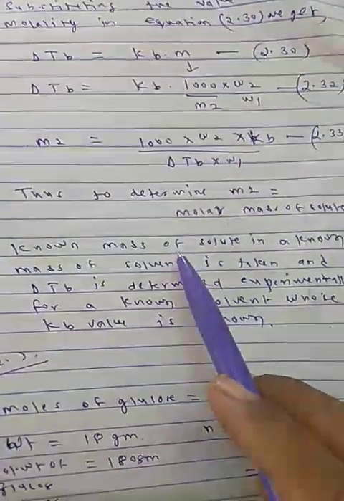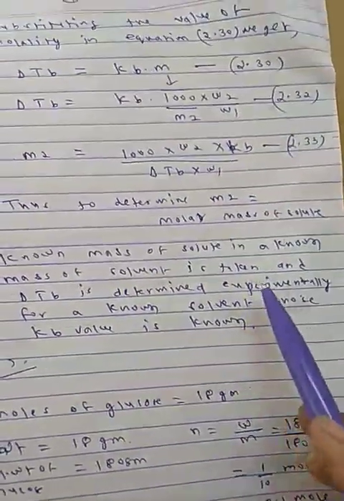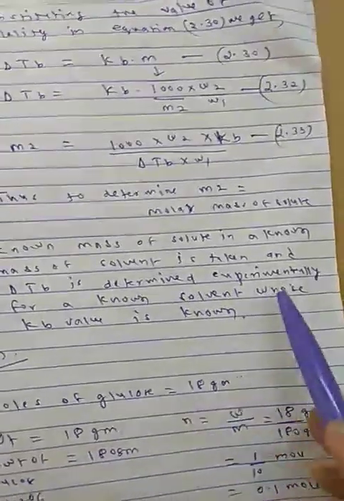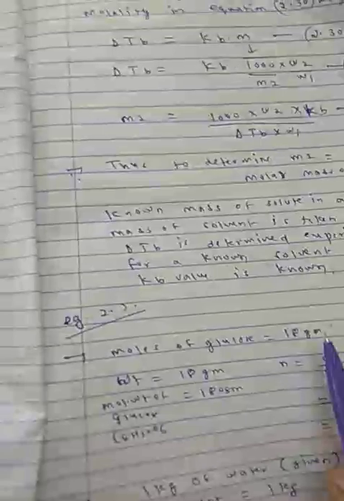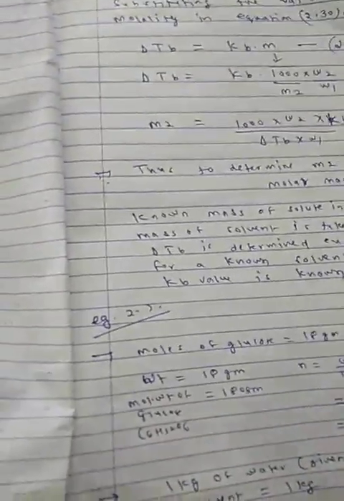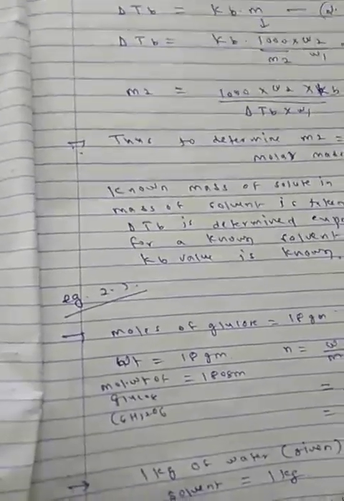Thus to determine M2, the molar mass of the solute, we have to know the mass of solute in a known mass of a solvent. We should know the mass of solute, the mass of solvent taken, and delta Tb is determined experimentally for a known solvent whose Kb value is given. So this was the topic of elevation of boiling point. Means in water, if I am adding 10 gram of salt or sugar, the boiling point of normal solvent or water is 100 degree, but if I am adding some solute to it, then the boiling point will be increased.